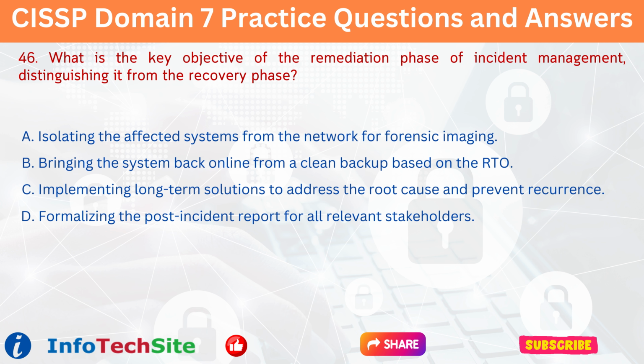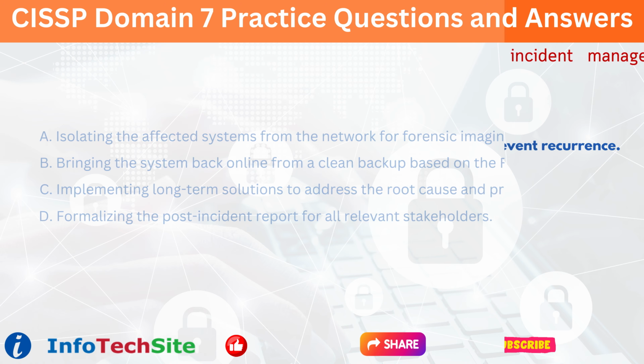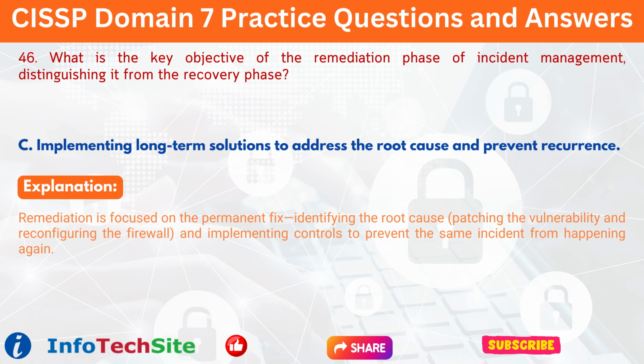46. What is the key objective of the remediation phase of incident management, distinguishing it from the recovery phase? A. Isolating the affected systems from the network for forensic imaging. B. Bringing the system back online from a clean backup based on the RTO. C. Implementing long-term solutions to address the root cause and prevent recurrence. D. Formalizing the post-incident report for all relevant stakeholders. The correct answer is C.